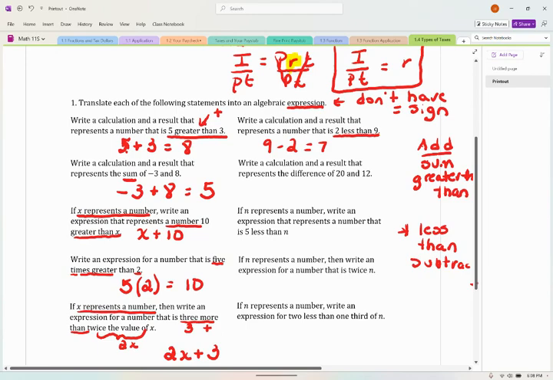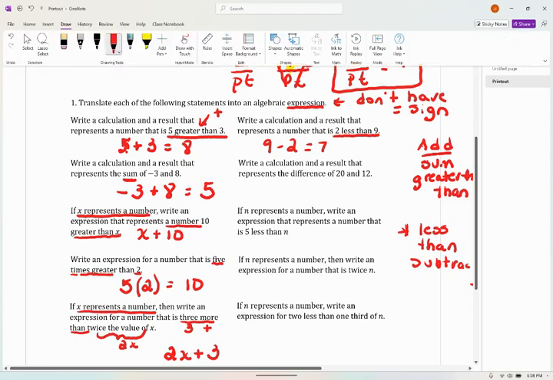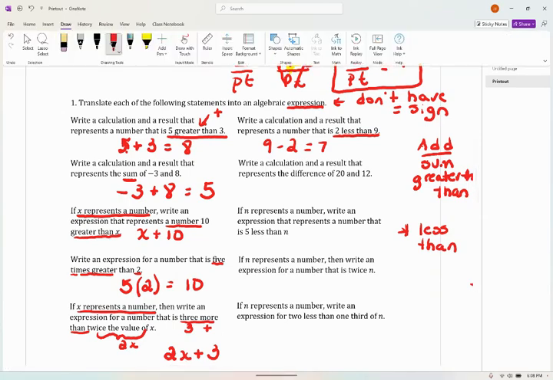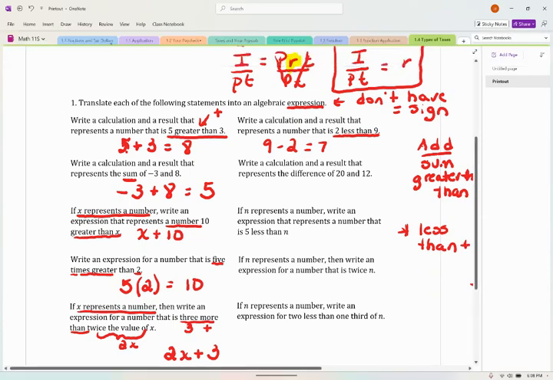Oh, this is not fitting. Hold on, let me rewrite that. Subtracted from is very important. Whenever you see this, you have to reverse the order. You have to flip the order. Okay, so instead of 2 minus 9, we do 9 minus 2.